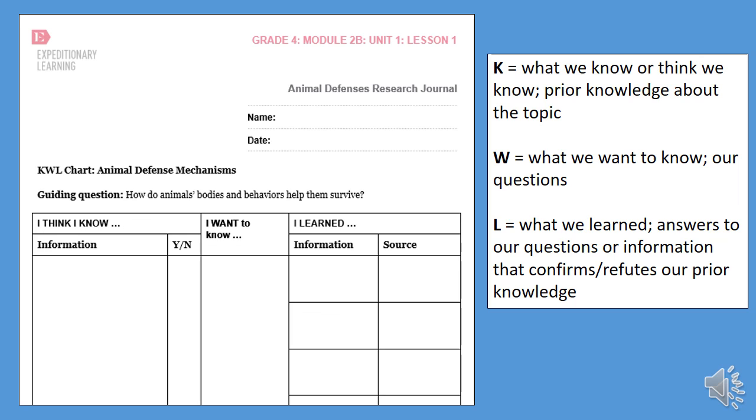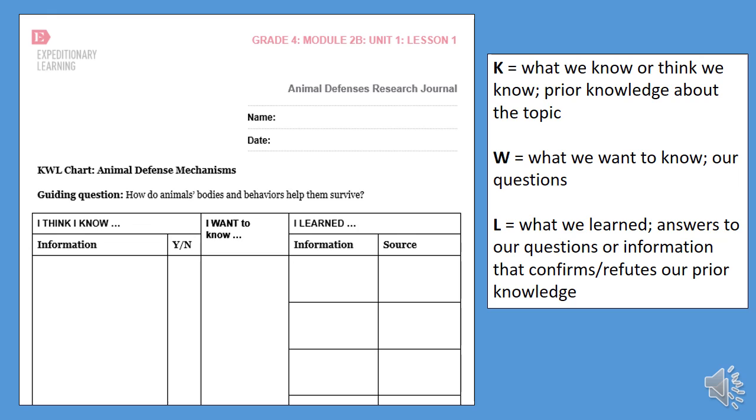Okay, so what you already know would go in that first column where it says, I think I know. This is called a KWL chart. K stands for what we already know or think we know. It's all that prior knowledge. The middle column, the I want to know, or W, is what you'd want to learn, what questions you already have. And then finally, once we're into the unit, you're going to fill out this last column, the I learned. So this is actually facts and information that you're learning from your research. You would put that in here.